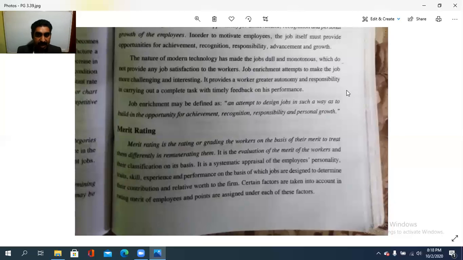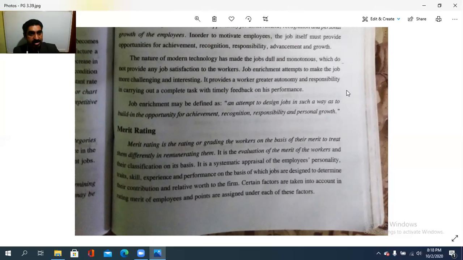Job designing is there in accordance with the opportunity for achieving the things by the worker, recognizing the things by the worker, responsibility to be taken by the worker, and also thereby maintaining or gaining the personal growth. So that is enriching the job.